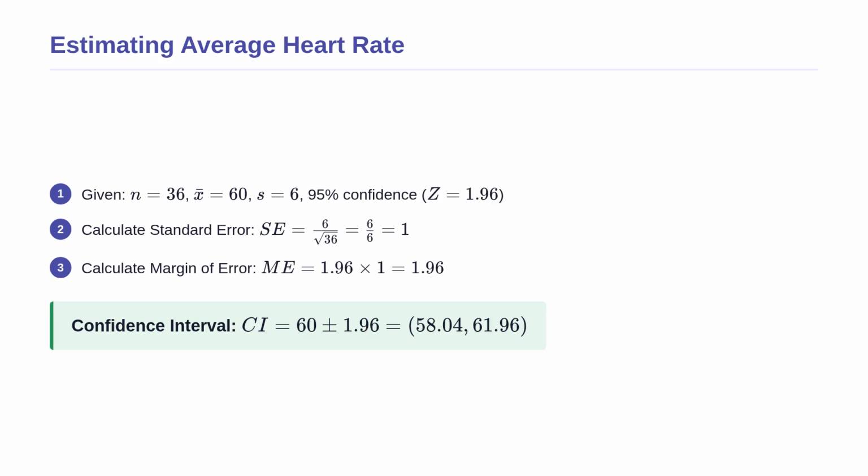Next, we multiply this by our Z-score to get a margin of error of 1.96. Finally, we add and subtract this from our mean of 60. We can now confidently state that the true average heart rate is between 58.04 and 61.96 beats per minute.